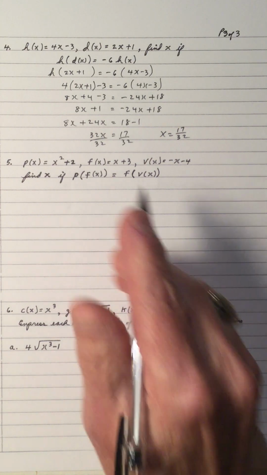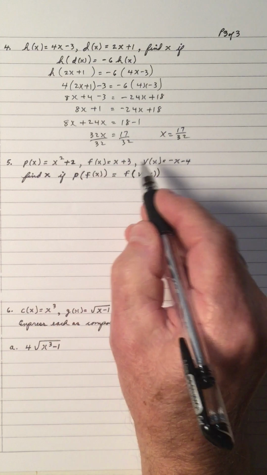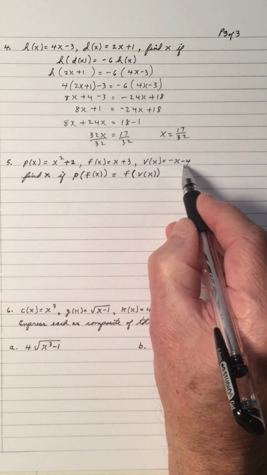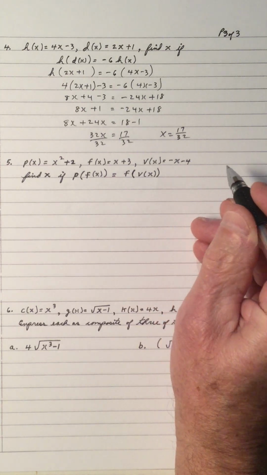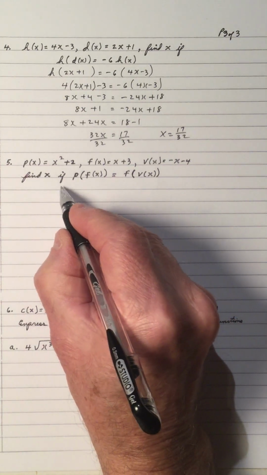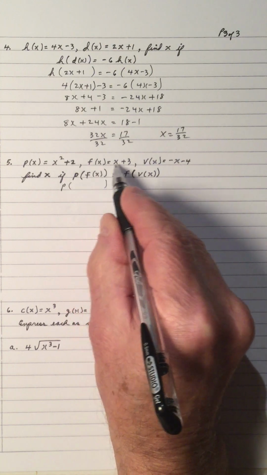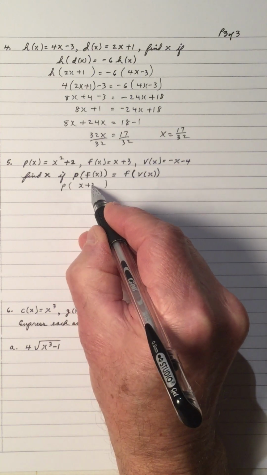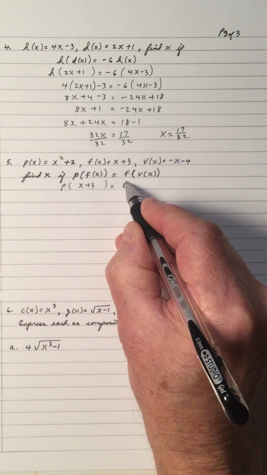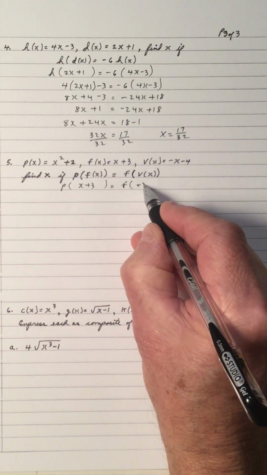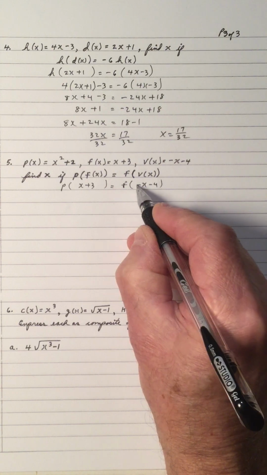Number 5, the p of x is x squared plus 2. The f of x is x plus 3. The v of x is negative x minus 4. So, take our time. The p of the f of x. So, p, what is the f of x? The f of x is x plus 3. The f of the v of x. The v of x is negative x minus 4.